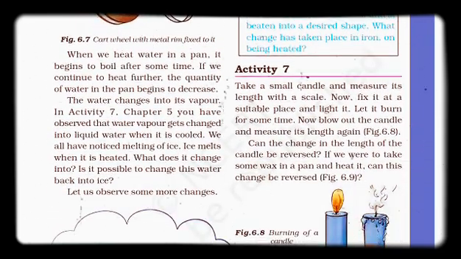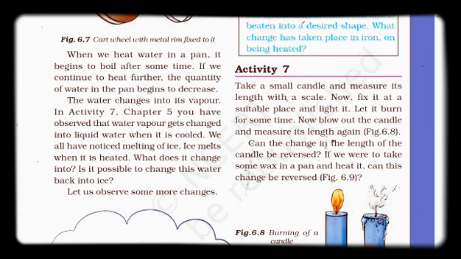When we heat water in a pan, it begins to boil after some time. If we continue to heat further, the quantity of water in the pan begins to decrease. The water changes into its vapor. In activity 7, chapter 5, you have observed that water vapor gets changed into liquid water when it is cool.